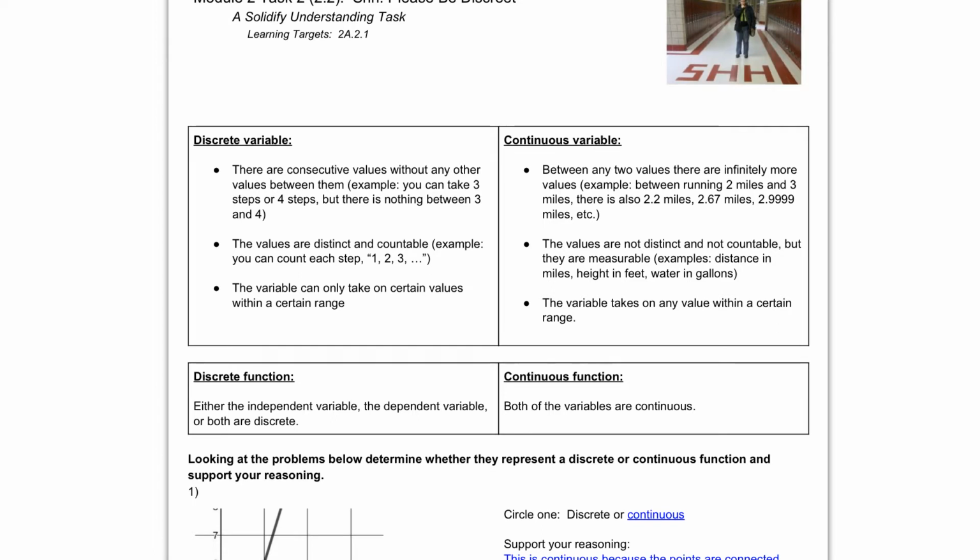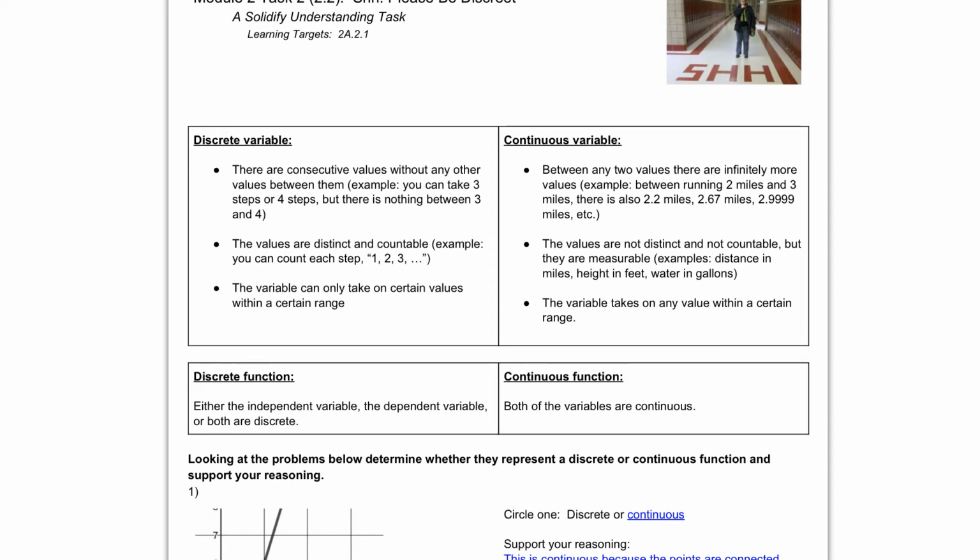Then we are looking at discrete functions versus continuous functions. A discrete function says that either the independent variable, the dependent variable, or both are discrete. So one of those variables has to be discrete, in terms that it's countable, for it to be a discrete function. A continuous function says that both of the variables are continuous. So to be continuous, you need both variables being continuous or measurable.